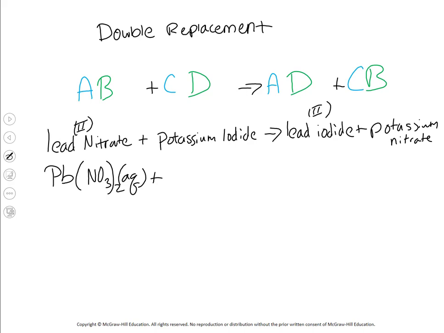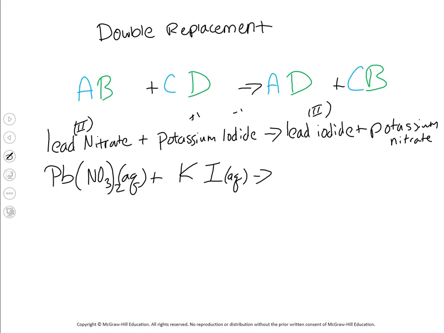Potassium iodide. What's the formula of potassium iodide? K is potassium. I, what ratio do they go together in? What's the charge on a K? +1. What's the charge on an I? -1. So they go together in what ratio? 1 to 1, because potassium is +1, iodide is -1. Okay. Next question, soluble or insoluble? Soluble. Potassium's soluble, no exceptions. So that's aqueous. So there's our 2 reactants.